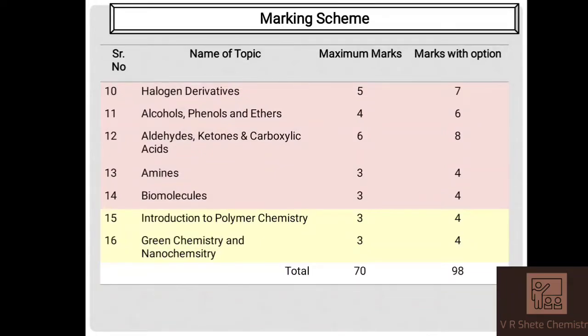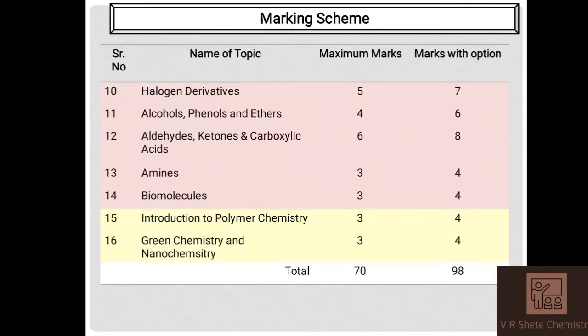The next one, the brown color, indicates organic chemistry. Halogen derivatives of alkanes and arenes 5 to 7 marks, alcohol, phenol, ether 4 to 6 marks, aldehydes, ketones and carboxylic acids 6 to 8 marks. These are the larger weighted topics. Amines have 3 to 4 marks, biomolecules 3 to 4 marks. Then the yellow color at the bottom indicates applied chemistry. Polymers have 3 to 4 marks. Green chemistry and nanotechnology again 3 to 4 marks.